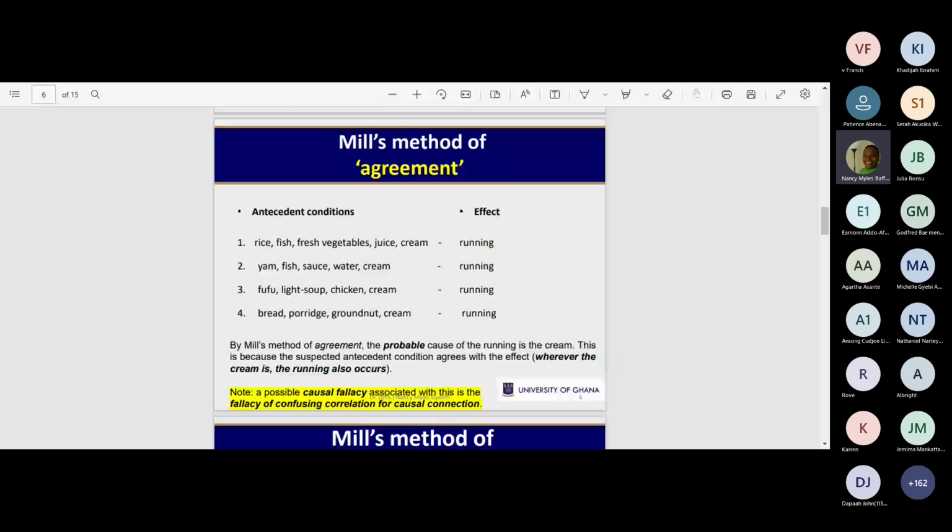Someone else amongst us also took what? Susan took fufu, light soup, and chicken. But you will see that even though the four roommates took different meals, there is one thing that we all ate or added to our meal. I took cream in addition to my rice and fish and vegetables. John also took cream in addition to his yam, fish sauce, water. Khadija, after she broke her fast with bread, porridge, granules, still took some cream. And then Susan too, after the fufu and light soup and chicken, said, give me a little cream.